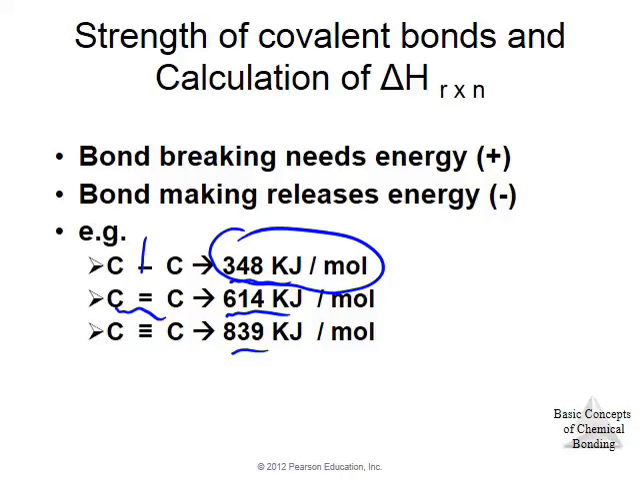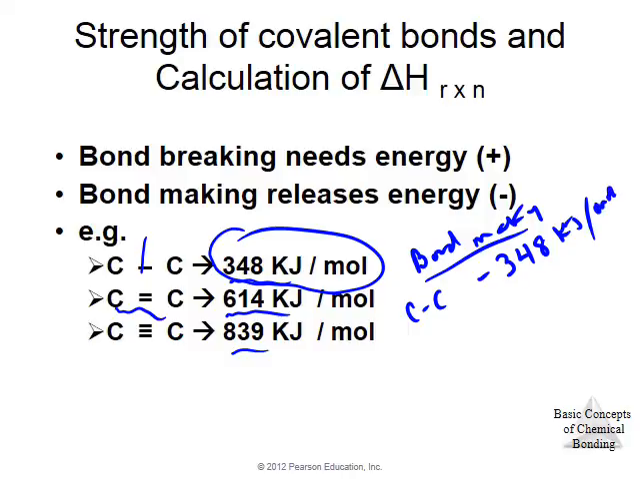So for bond making, let me write down here, bond making will be just the opposite of bond breaking. The book gives all the bond breaking energies, and that's how they're tabulated. And so it's the bond making. If it's a carbon-carbon single bond, bond making energy is going to be minus 348 kilojoule per mole. So make sure you understand this.